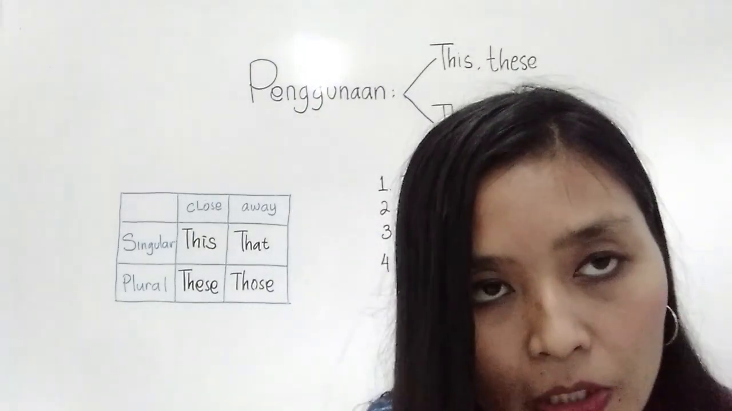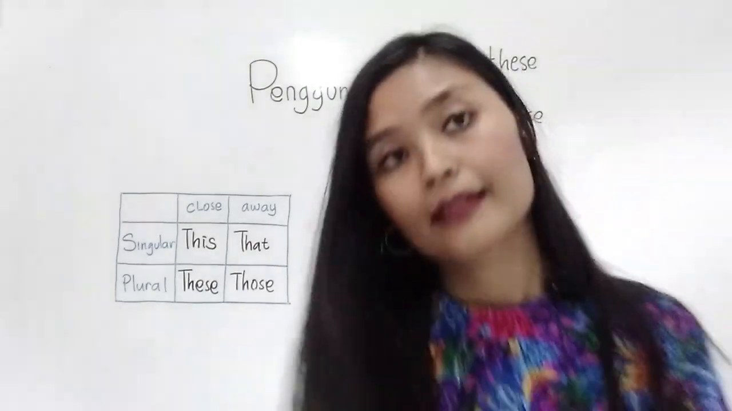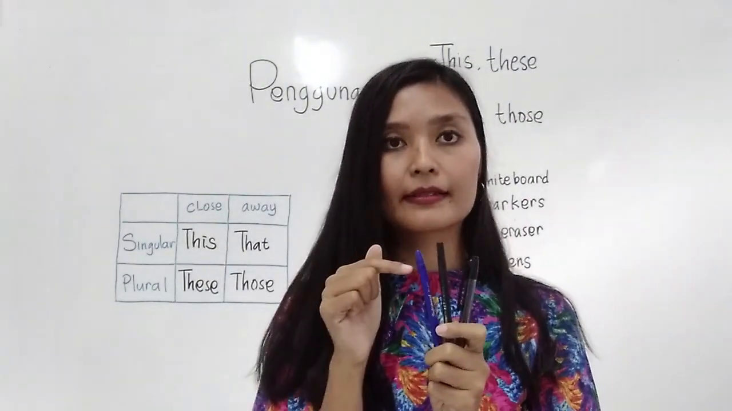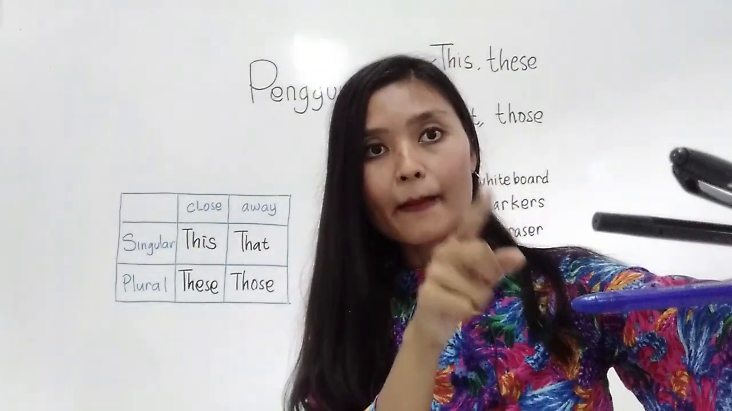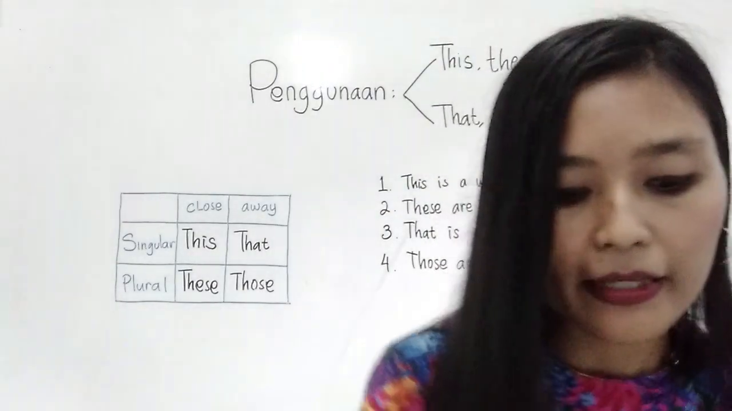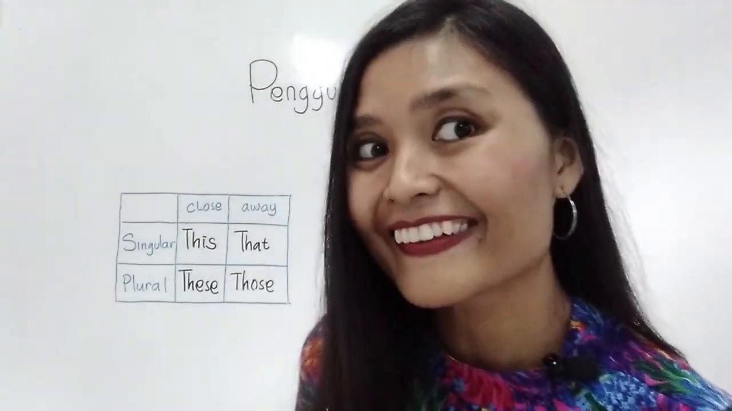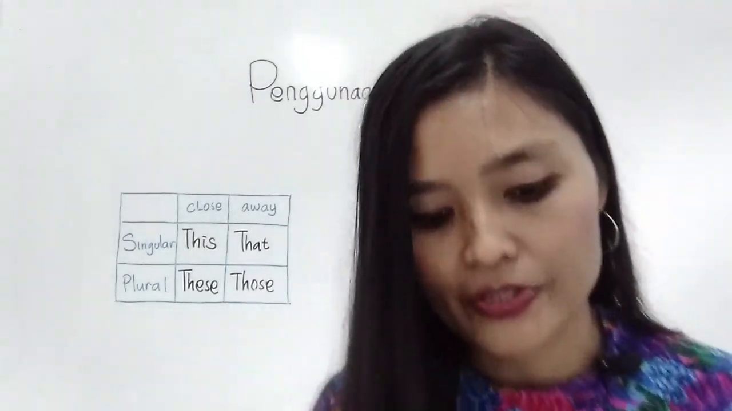Very good. Now what do I have over here? Pen. Okay, these are my pens. These are pens. Those are pens. Okay, let's see what I have here. This is a tomato. And these are tomatoes because I have 2 tomatoes.